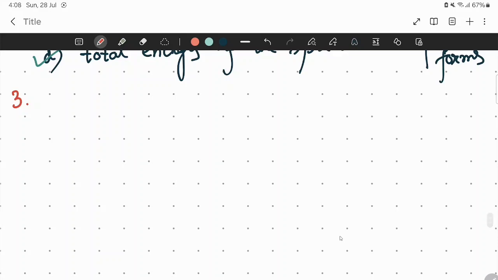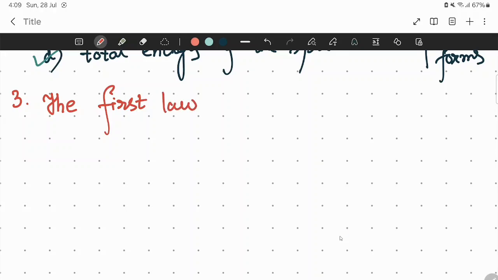Now the question number 3. These questions are very basic, but these questions are uploaded as the week 0 assignment. That's why I'm discussing. These questions are not related to statistical thermodynamics as well. These are basic classical thermodynamics. But it's better to discuss. The first law of thermodynamics.